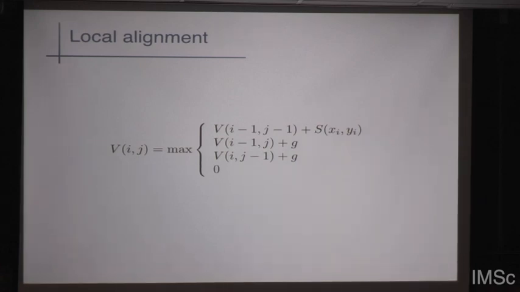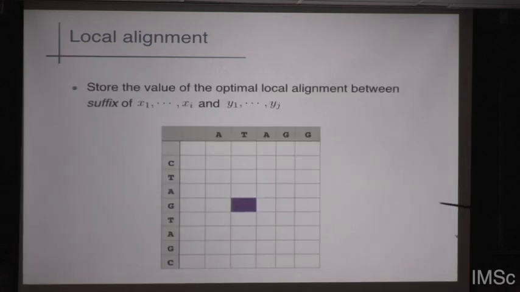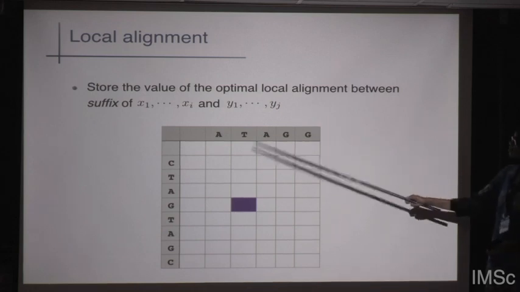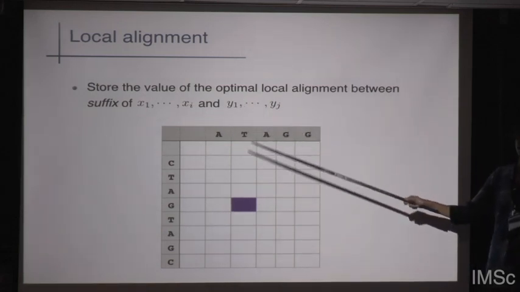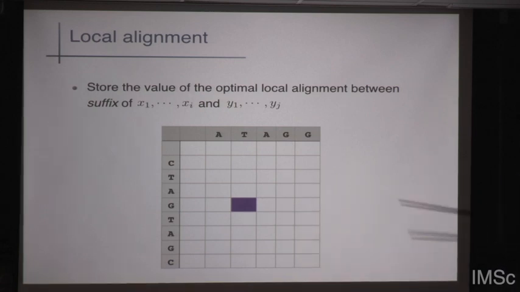You say, I have not seen any of that. It is a terrible alignment till here. Let me start a new alignment here and start looking. And that's how you essentially fill up the matrix. Except that we said that the value of the optimal local alignment stores the alignment between the suffix of xi and yj, right? So where is the answer?